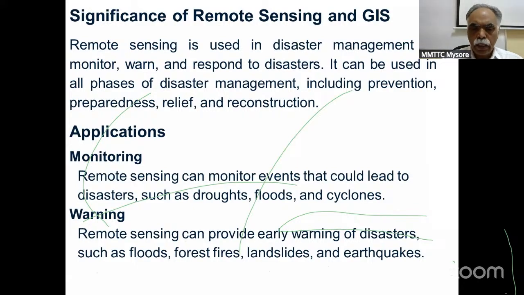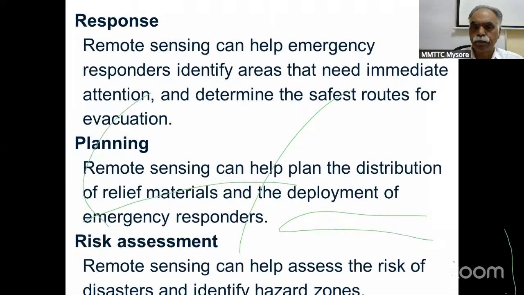And warning here refers to, as I said, that when we give a particular, correct warning to the people, then there will be no damage to life at least, but property we cannot really control. So this warning has helped a lot to secure the life of the people. Remote sensing can provide early warning of disasters such as floods, forest fires, landslides, and earthquakes.